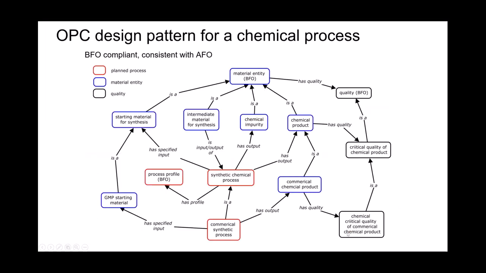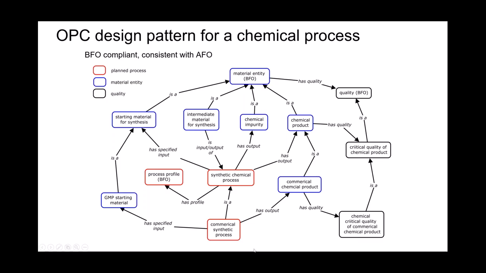Okay, so here is one example. What about chemical process, right? So the major one will be the synthetic chemical process. So in our modeling, it's a process. And then this process will have specific input, right? The starting material, intermediate material, chemical impurity, and then has output, chemical impurity and chemical product. They are all material entities.